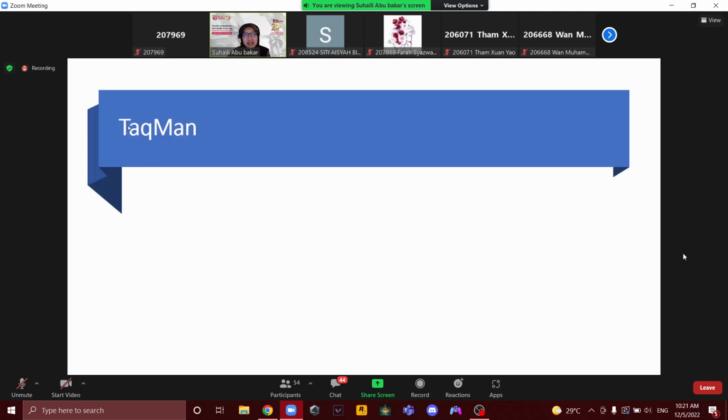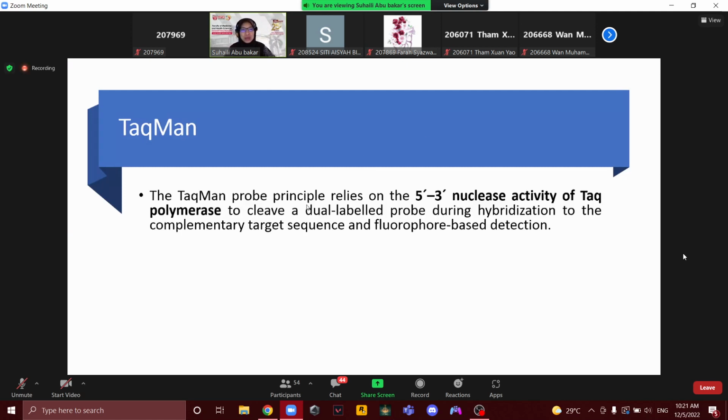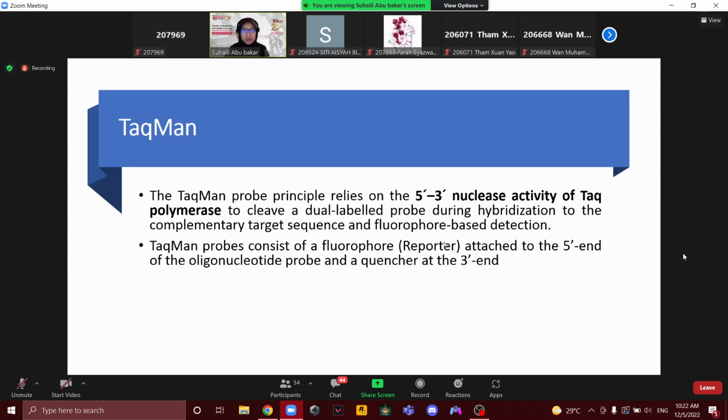And now the second, hydrolysis probe. Under DNA binding agent, there is only one, SYBR Green only. Under hydrolysis probe, there are several types: TaqMan, Beacons, and Scorpion. The TaqMan probe principle relies on the 5' to 3' nuclease activity of Taq polymerase, to cleave a dual-labeled probe during hybridization to the complementary target sequence, with fluorophore-based detection. It consists of a fluorophore reporter attached at the 5' end and a quencher at the 3' end. Here is the reporter, here is what we call the quencher.